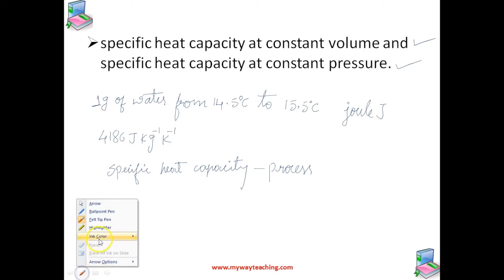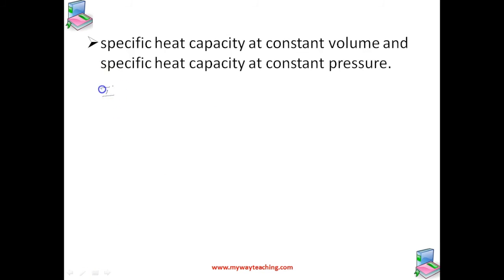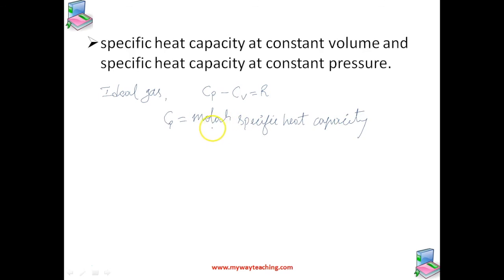For an ideal gas, we have a very simple relation, that is Cp minus Cv is equal to R, where Cp is the molar specific heat capacity of an ideal gas at constant pressure.